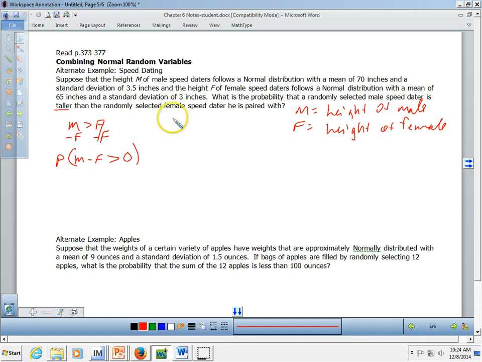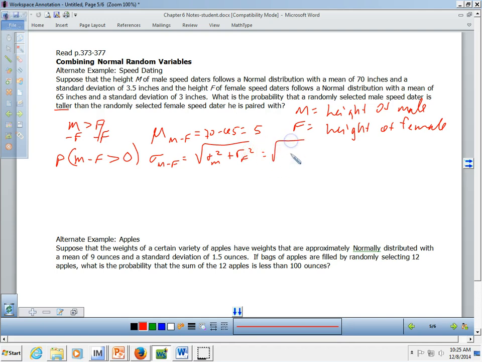If that's the case, then if I'm going to use a normal distribution, I have to know the mean and the standard deviation of this situation here. So I need the mean of male minus female. Well, we just talked about this, right? All we've got to do is subtract the means. 70 for the male, 65 for the female. So my new mean is 5 inches, and then the standard deviation is the Pythagorean theorem looking thing, where we're going to square the male standard deviation, square the female standard deviation, add them together, and square root them.